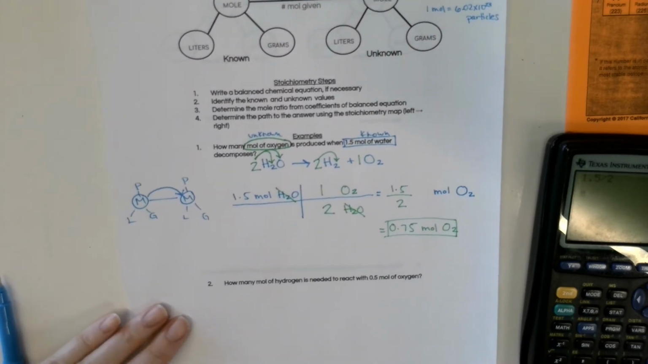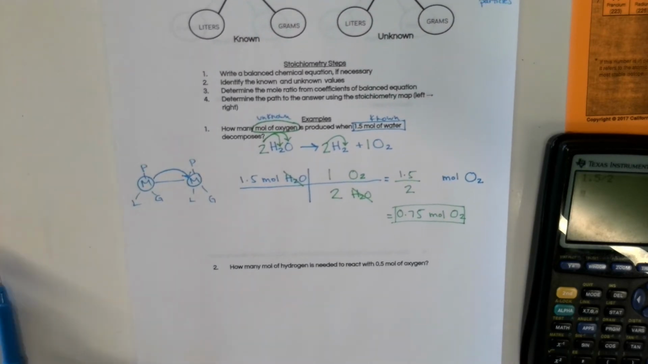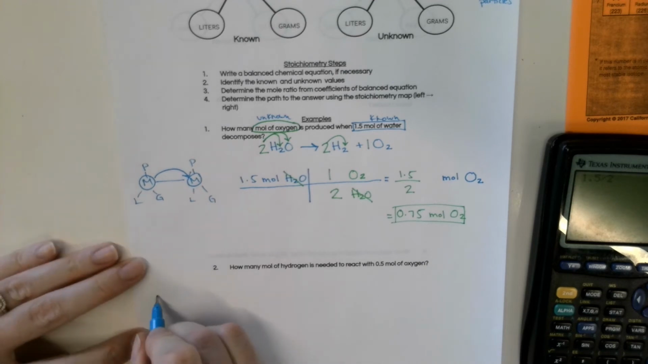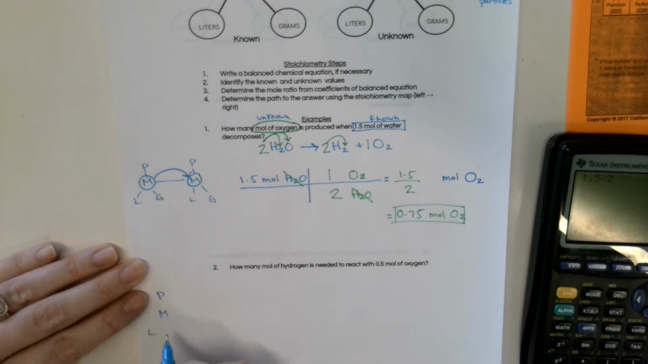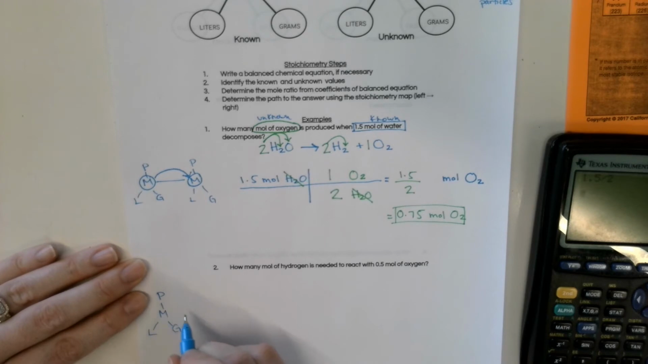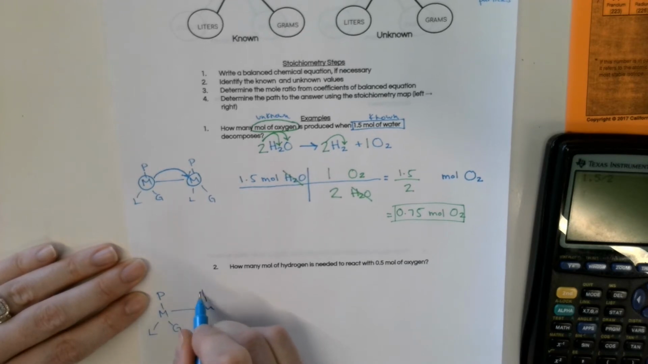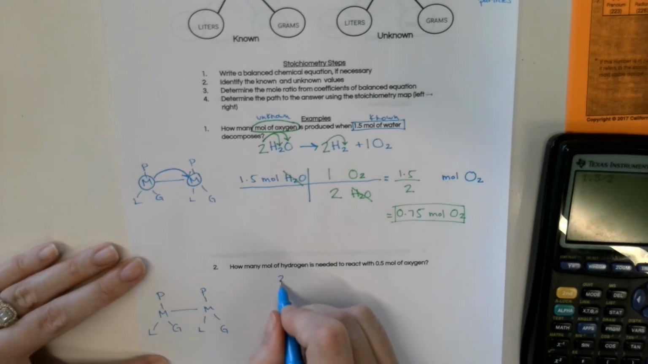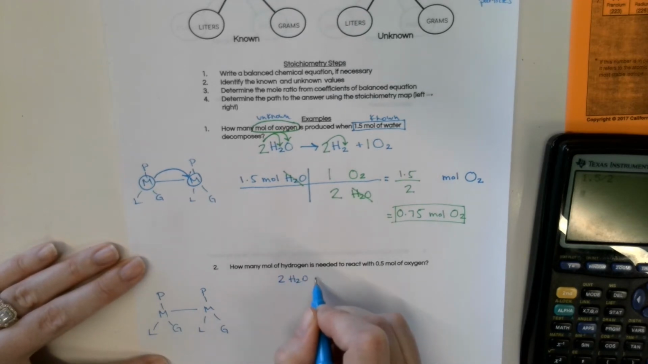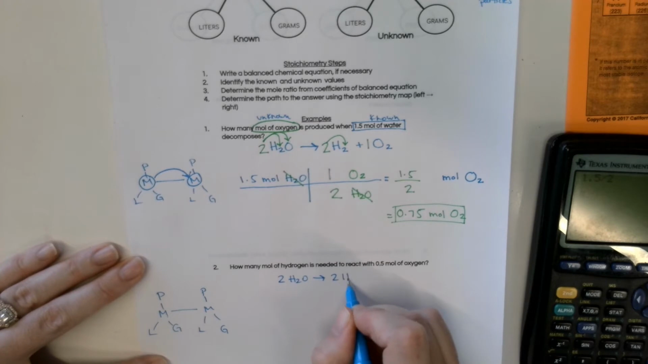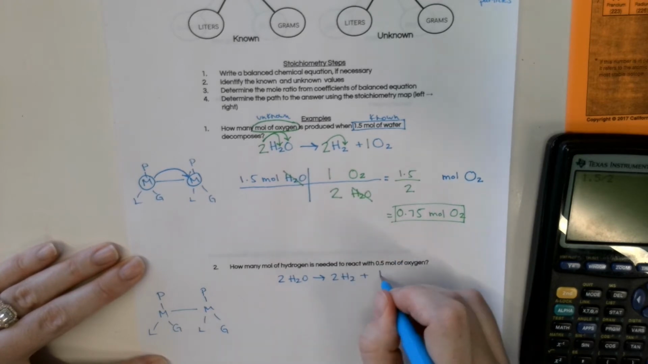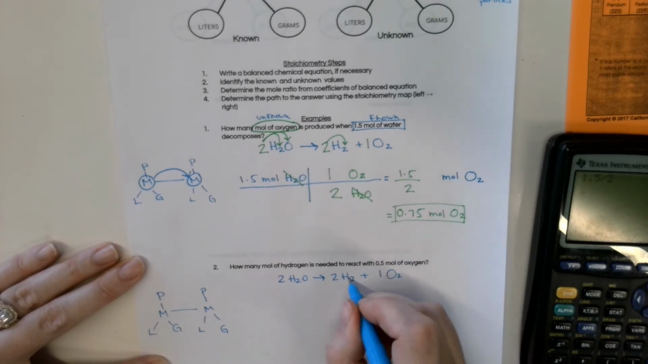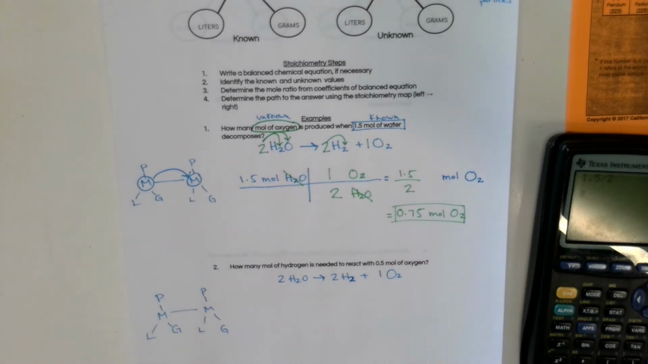Okay, let's move on to number 2. Draw my map like I did before. So number 2 deals with the same equation as before. I did that on purpose, that way we wouldn't have to keep writing equations over and over. Okay, so I've got my map. First step, balanced equation, done.